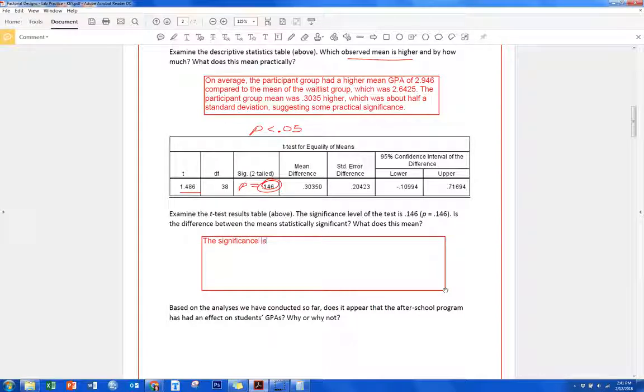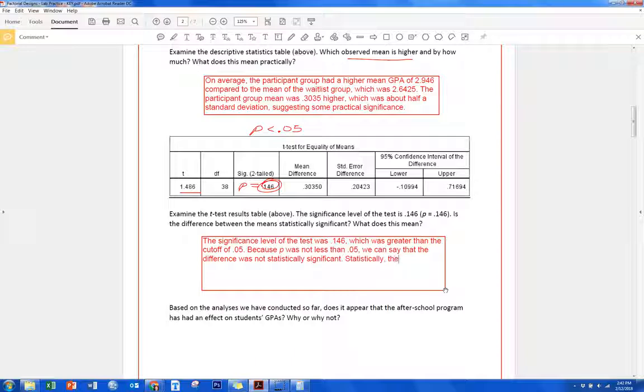The significance level of the test was 0.146, which was greater than the cutoff of 0.05. Because p was not less than 0.05, we can say that the difference was not statistically significant.